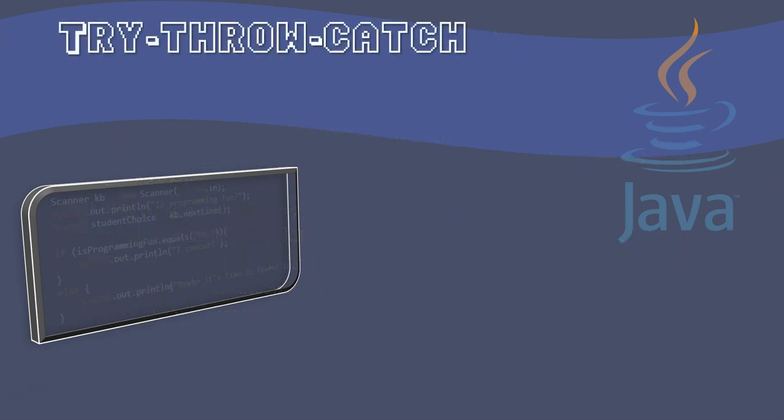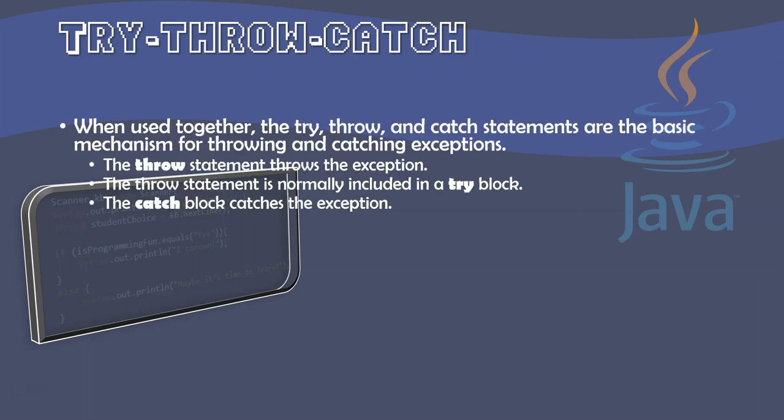Ultimately, this is going to come back to the combination of try, throw, and catch. When these different mechanisms are used together, these statements are how we end up throwing and catching our exceptions. The throw statement, which we looked at previously, is what throws the exception. It's the key thing that can trigger it, whether that is done behind the scenes or we explicitly make a throw call. Now, the throw statement is normally included within a try block. That's the most common place you'll see the throw. And then we use the catch block to catch whatever exception we are trying to handle.